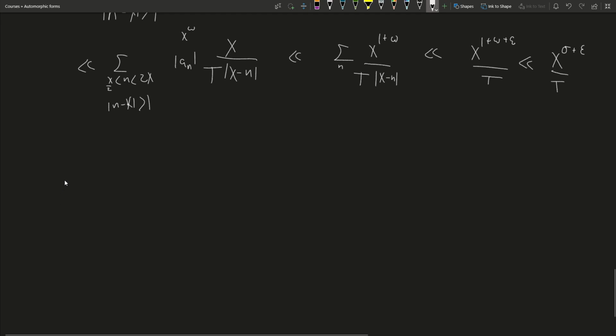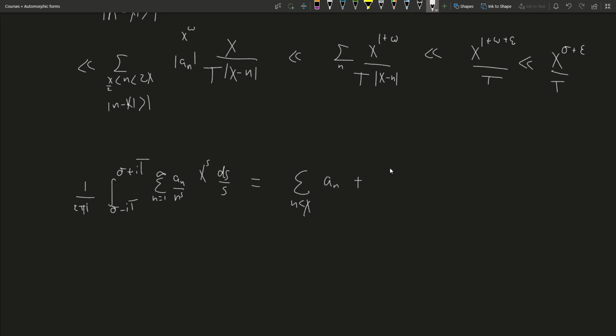So ultimately, what you end up getting is that the integral from sigma minus iT to sigma plus iT of the Dirichlet series, the sum over n from 1 to infinity of a_n over n to the s, times x to the s, ds over s, for sigma such that this Dirichlet series converges absolutely, with a 1 over 2 pi i, and x not an integer, is the sum over n less than x of the Dirichlet coefficients, and the error term you end up getting is x to the sigma plus epsilon over t. And this formula is what I'm going to call Perron's formula.